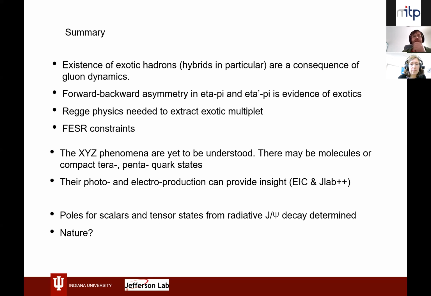And then regarding the J/psi radiative decays, we got the poles for these scalar and tensor states. And now comes the moment to start thinking about what the nature of these poles is. And actually, I don't know if this is known, but our poles are going to be picked up by the Particle Data Group in their next edition.